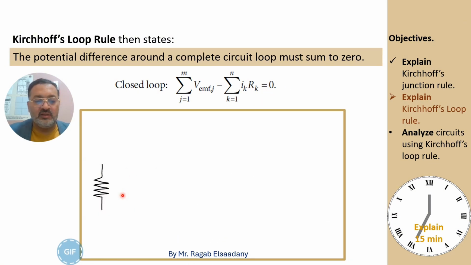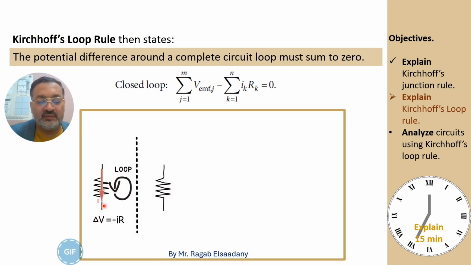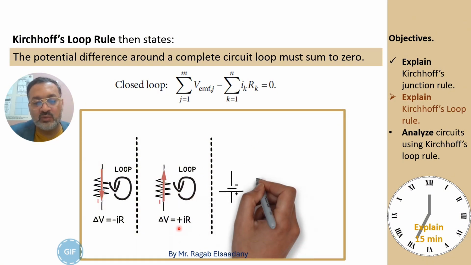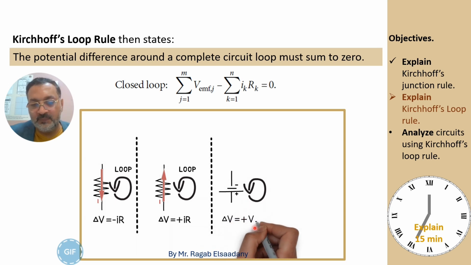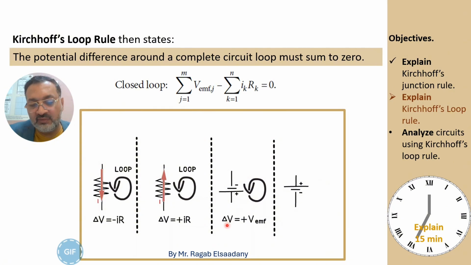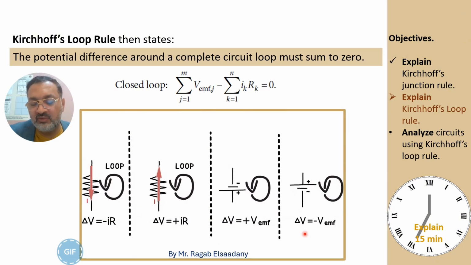And if you see in this picture, we can determine the direction of delta V in the resistor. If the current in the resistor is in the same direction as the loop, then delta V will be minus IR. And if the current is in the opposite direction, delta V is equal to positive IR. And in the battery, if the loop is directed from negative to positive, then delta V will be positive EMF, but if it is the opposite, it will be negative EMF.